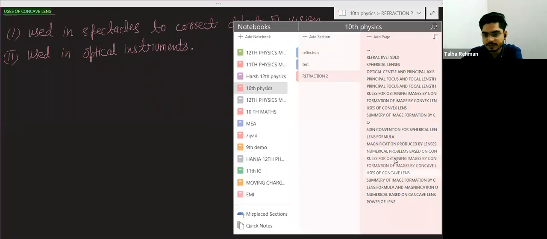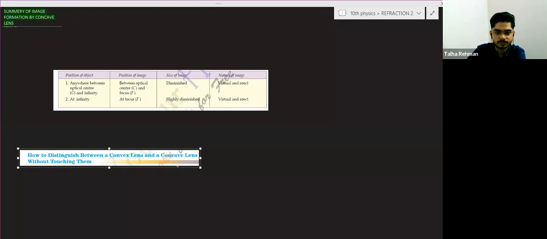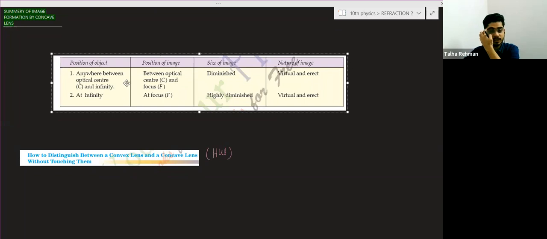So now after this, we have the summary. Summary means, and this is your homework. This is a summary. Summary means in front of the concave lens, your object can be anywhere between the optical center and infinity. So this time the image will be between the optical center and the focus. We have already discussed that the size of the image will be diminished and the image will be virtual and erect. When your object will be at infinity, your image will be at focus, highly diminished, virtual and erect.